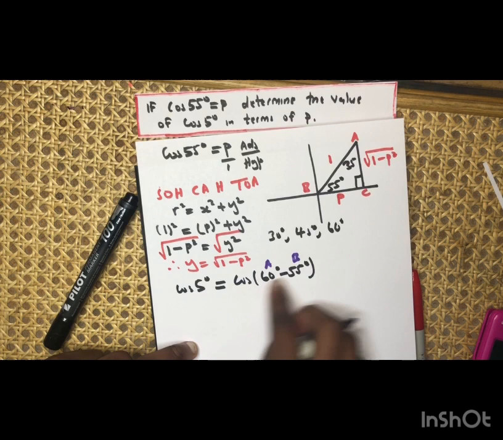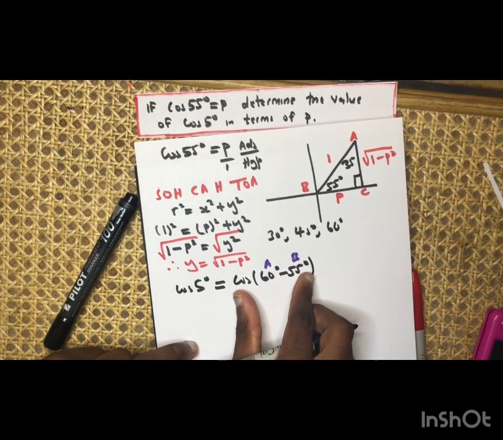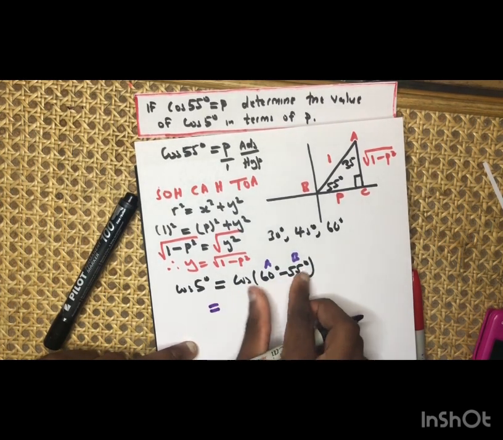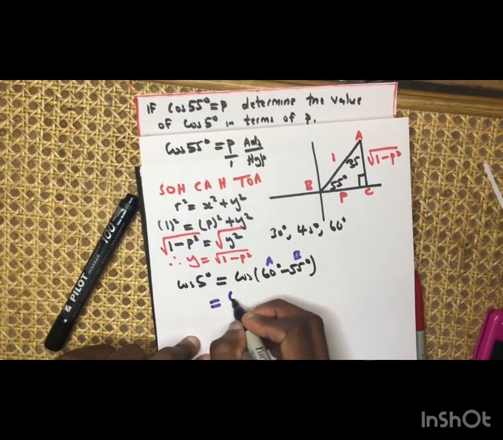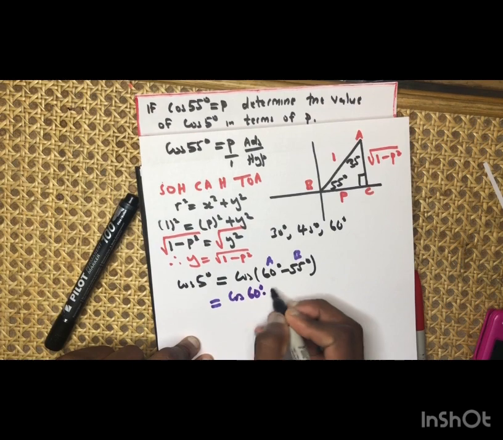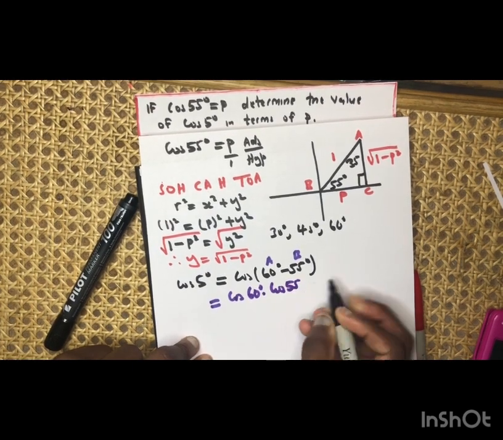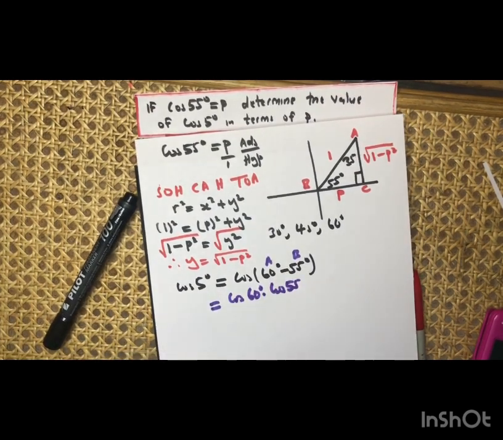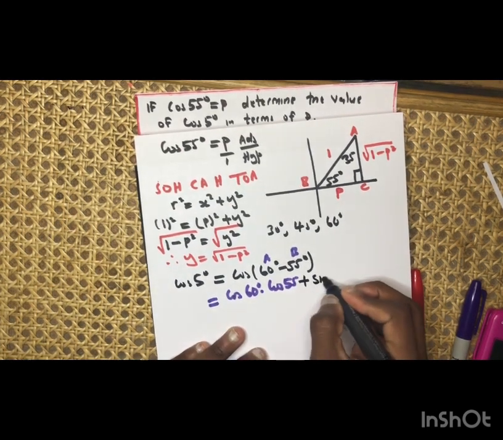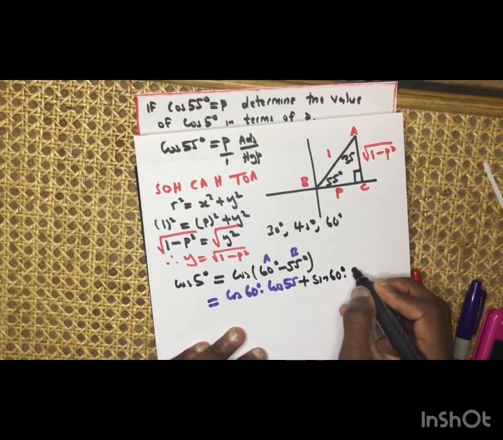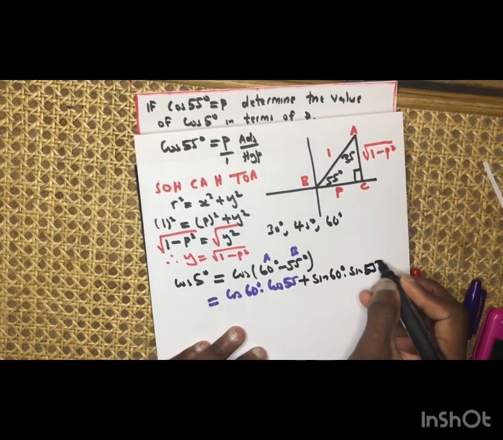What do you see now? You see your compound angle. So the compound angle of cos starts by saying co, which is cos 60 cos 55. Then cos changes the sign, so this sign is going to change to become positive: sine 60 sine 55.